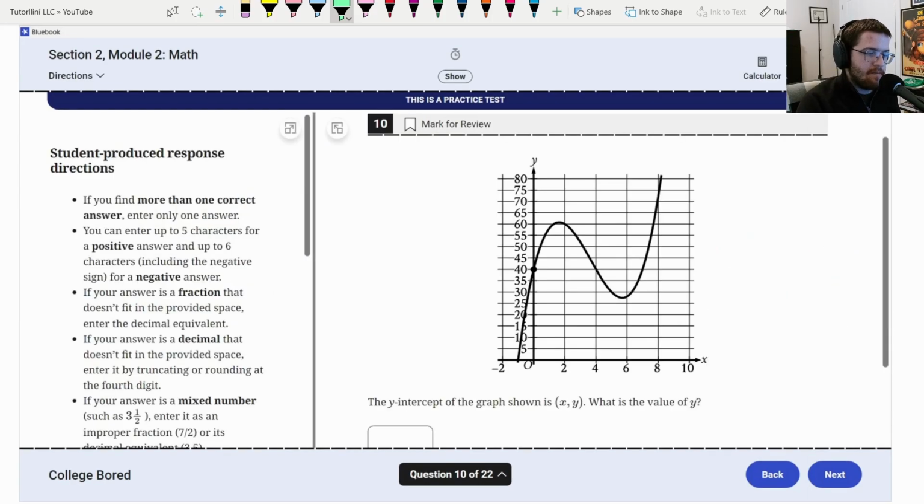Okay, question 10. Once again, we want to find the y-intercept, so we're looking where the graph crosses the y-axis, which is right there. The coordinates of that point, if I read the graph, are 0, 40. And they want to know the y value, which is 40.